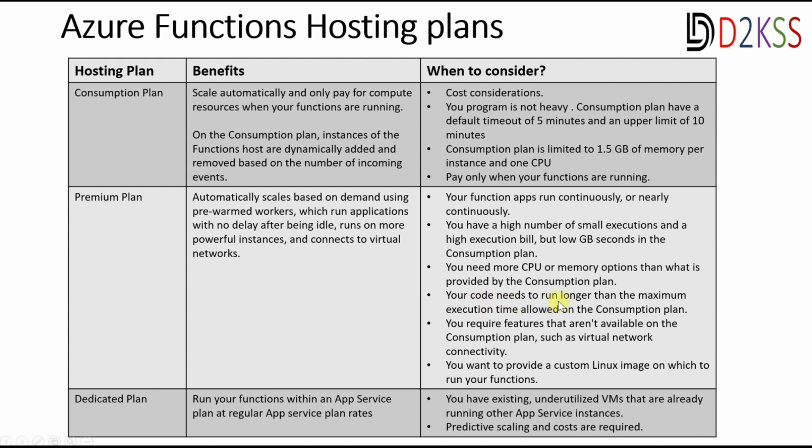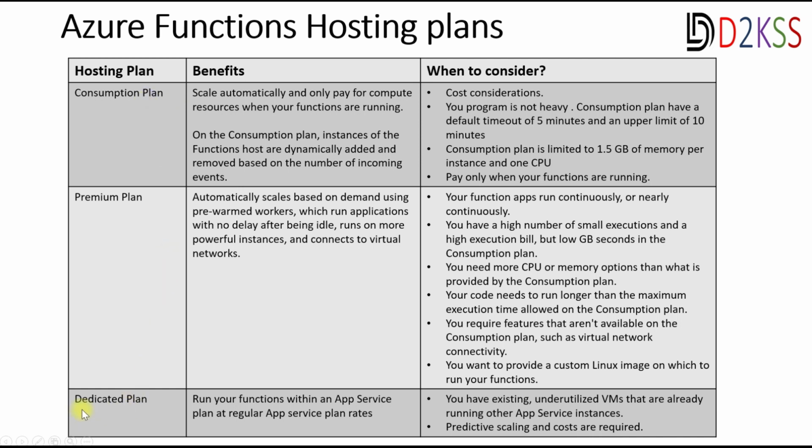Your code needs to run longer than the maximum execution time allowed in the consumption plan. We discussed that the consumption plan allows 5 to 10 minutes maximum, otherwise it will time out. For example, if your program is heavy and takes more time, you have to use the premium plan. You may want to provide a custom Linux image on which to run your functions. Then also you have to go with the premium plan, since it is not allowed in the consumption plan.